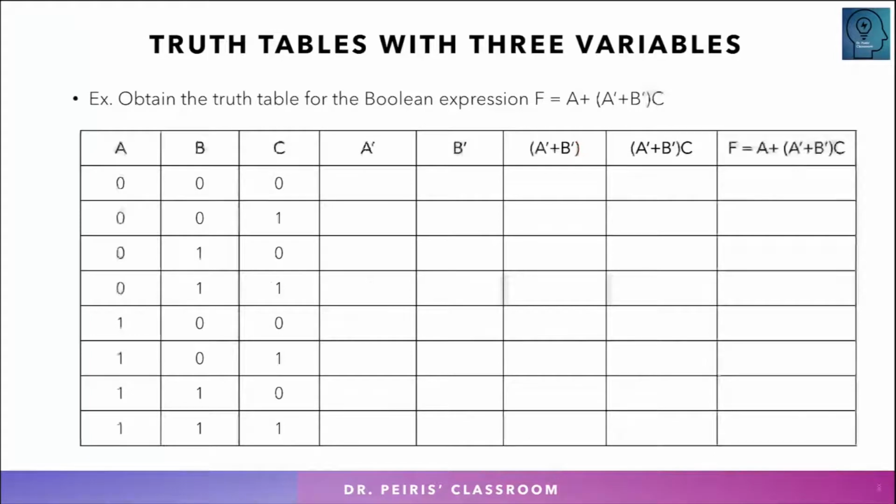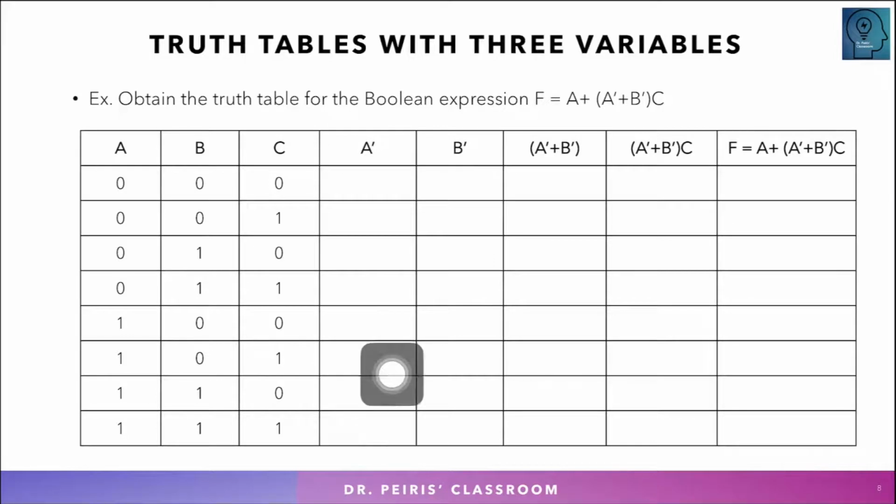And another example with 3 variables. So again we fill the 3 columns with 8 different combinations. So again you do 4 zeros, 4 ones, 2 zeros, 2 ones, 2 zeros, 2 ones, 0 1 0 1, 0 1 0 1, like that. Now we start to fill in all the complements in the expression. So we have a prime and b prime, so we must fill these two columns first.